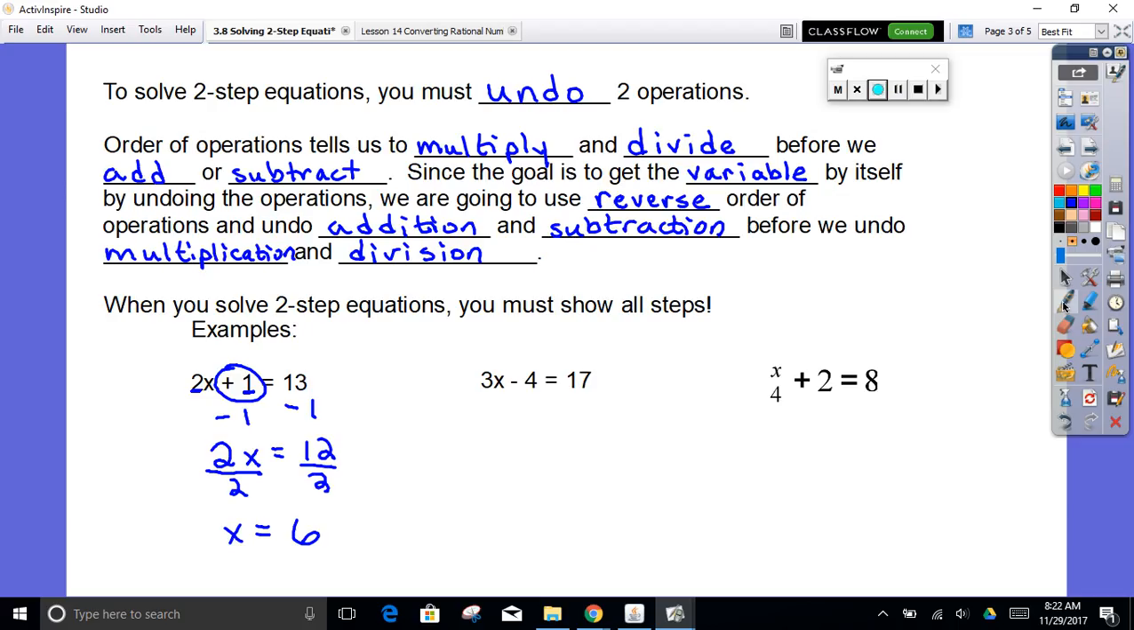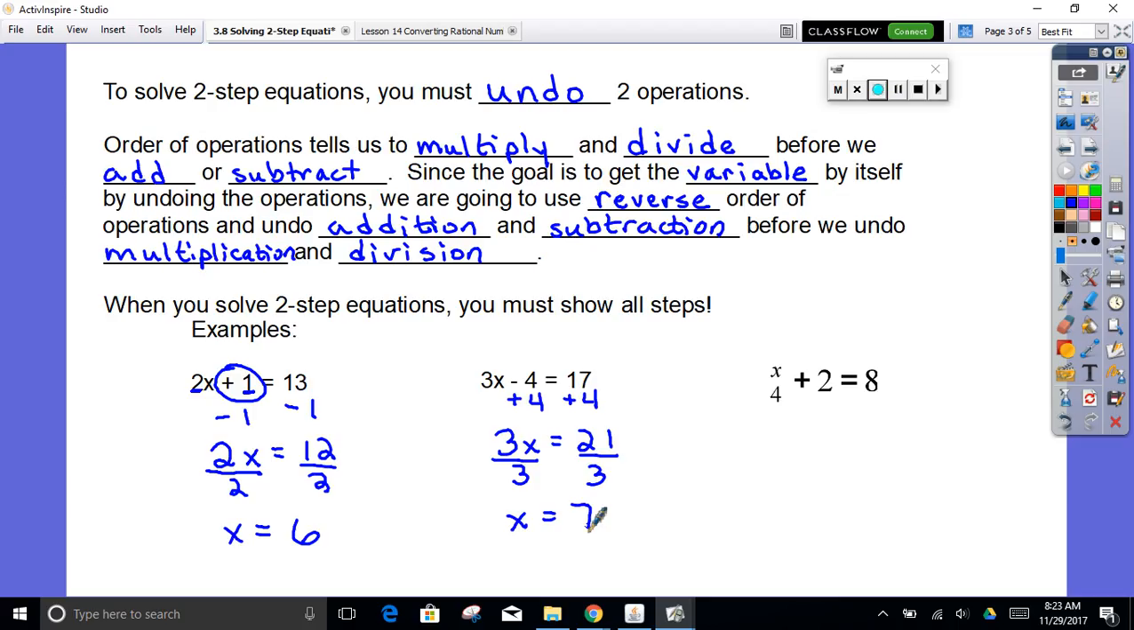Okay, next example. Do I have a volunteer to tell me what to do first? Grace? You would get rid of the minus 4. Okay, and how would I do that? Add 4. Good. Okay, what do I end up with? 3x equals 17. No, we have to do 17 plus 4. You have to add 4 to both sides. 21, there you go. Okay, then what do I do? You divide both sides by 3. Good. To get x equals 7.